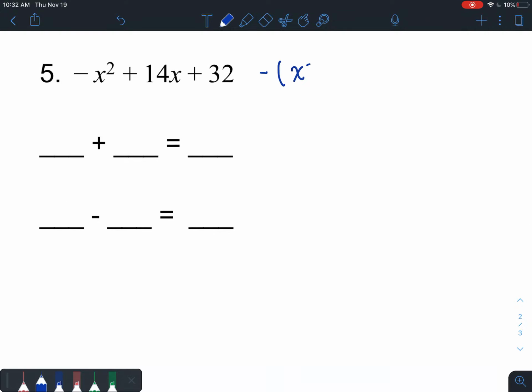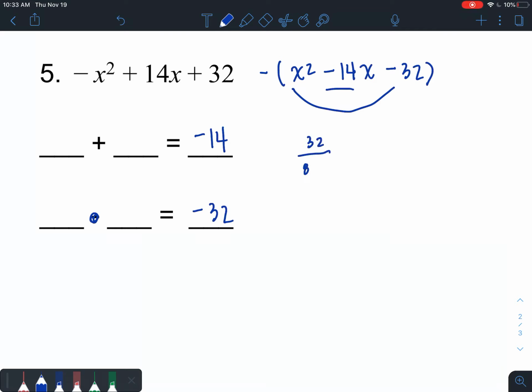All right, let's do number 5 then. Let's factor out that negative. So I have negative x squared minus 14x minus 32. I need two numbers that multiply to be negative 32 and two numbers that add to be negative 14. Let's go through. So 32, I've got 8 and 4. That's not going to work for 14.